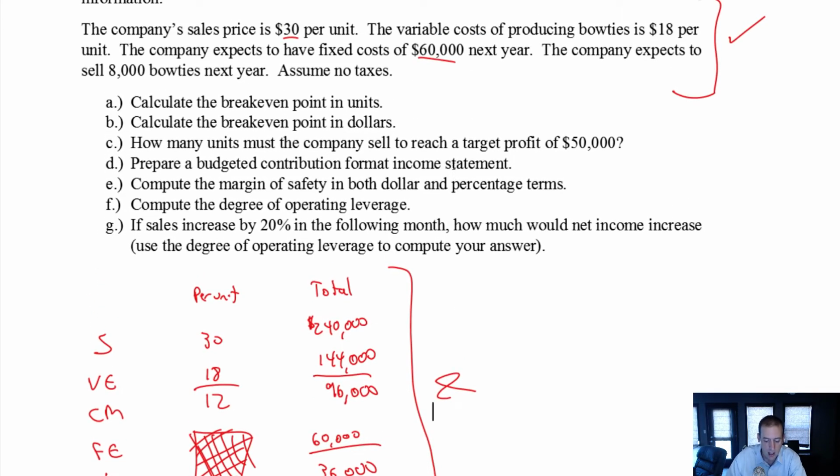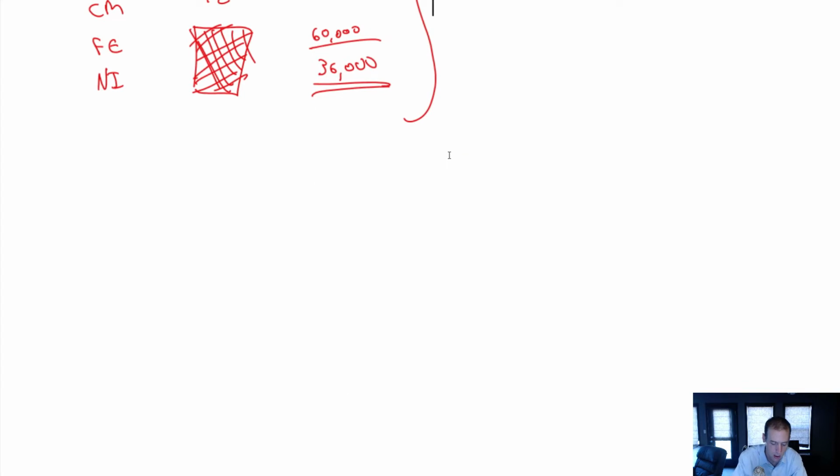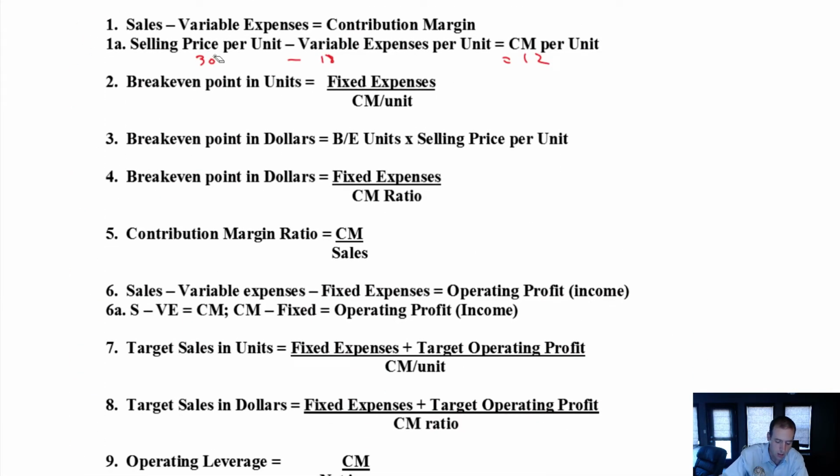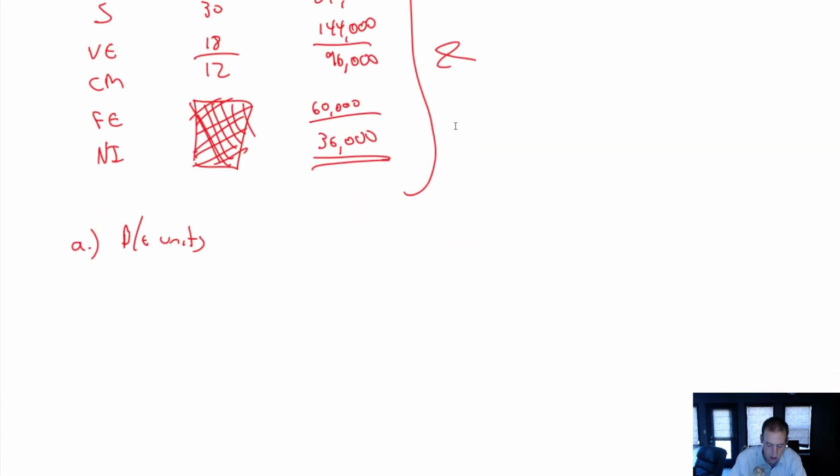So question A, calculate the break-even point in units. Okay, so A is going to be break-even units. Let's go up to our formula sheet and see if we can find anything about break-even point in units. Look at that. It's number 3. Fixed expenses divided by CM per unit. So BE units is fixed expenses divided by CM per unit. Okay, what are my fixed expenses? Well, 60 grand. What's my CM per unit? 12. So we've done that work for a reason.